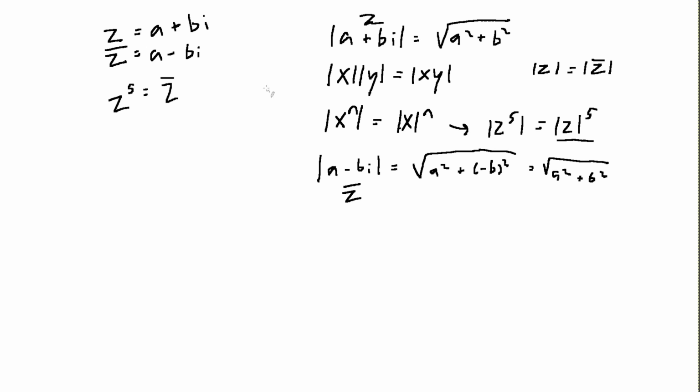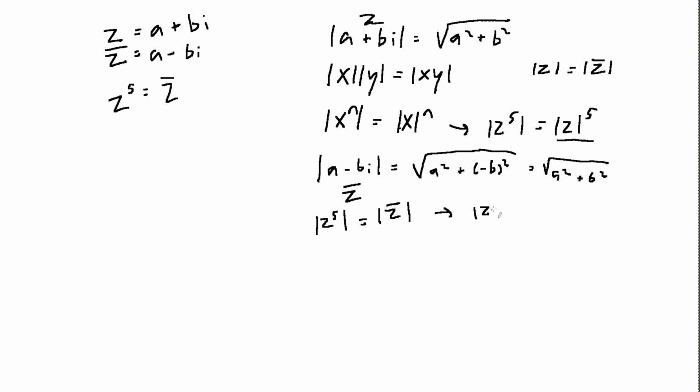Okay, so if two complex numbers are the same number, their magnitudes obviously have to be equal to each other. So we know that the magnitude of z to the fifth equals the magnitude of z bar, because we made this assumption over here. It's the point of the problem. We can use our laws here to show that, well, the magnitude of z to the fifth is the magnitude of z to the fifth.